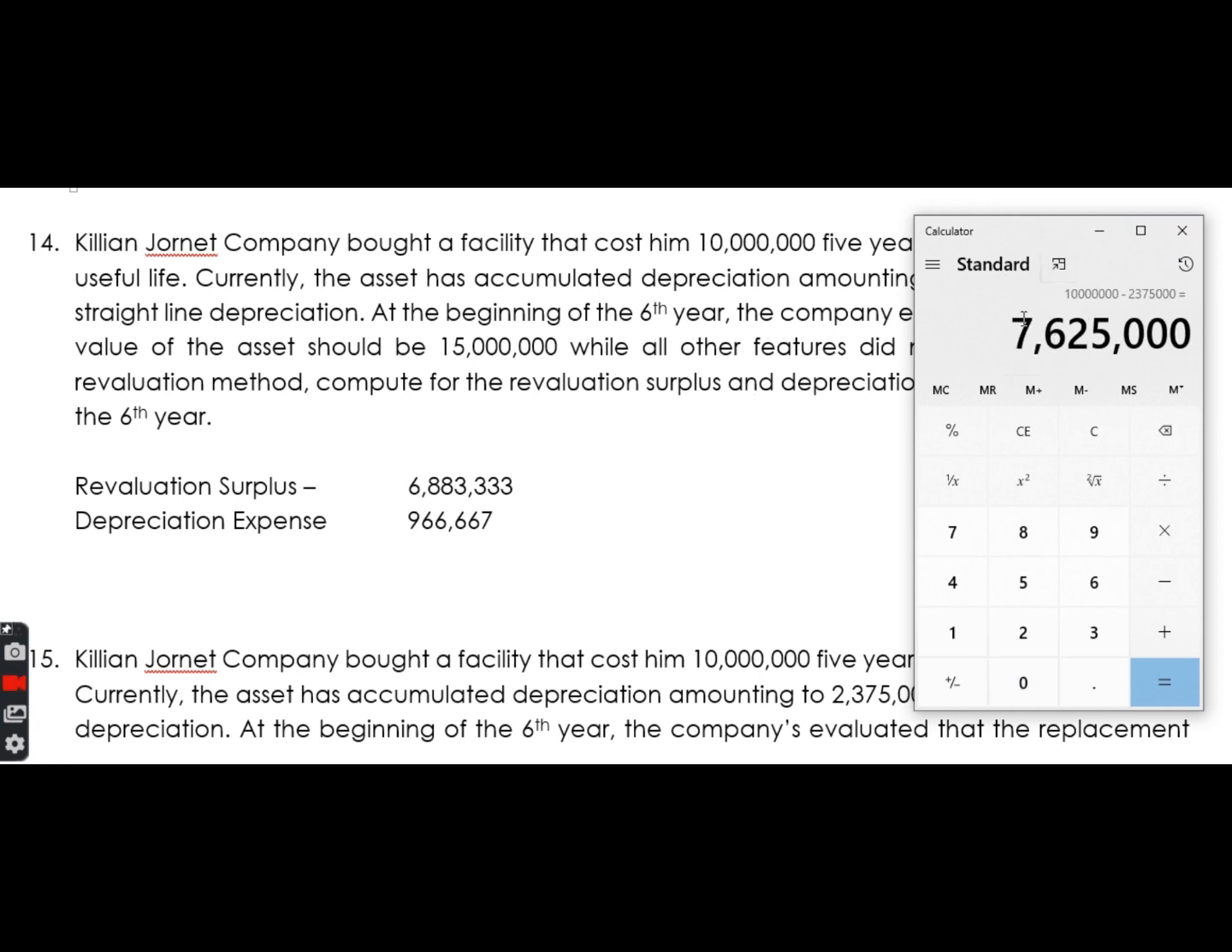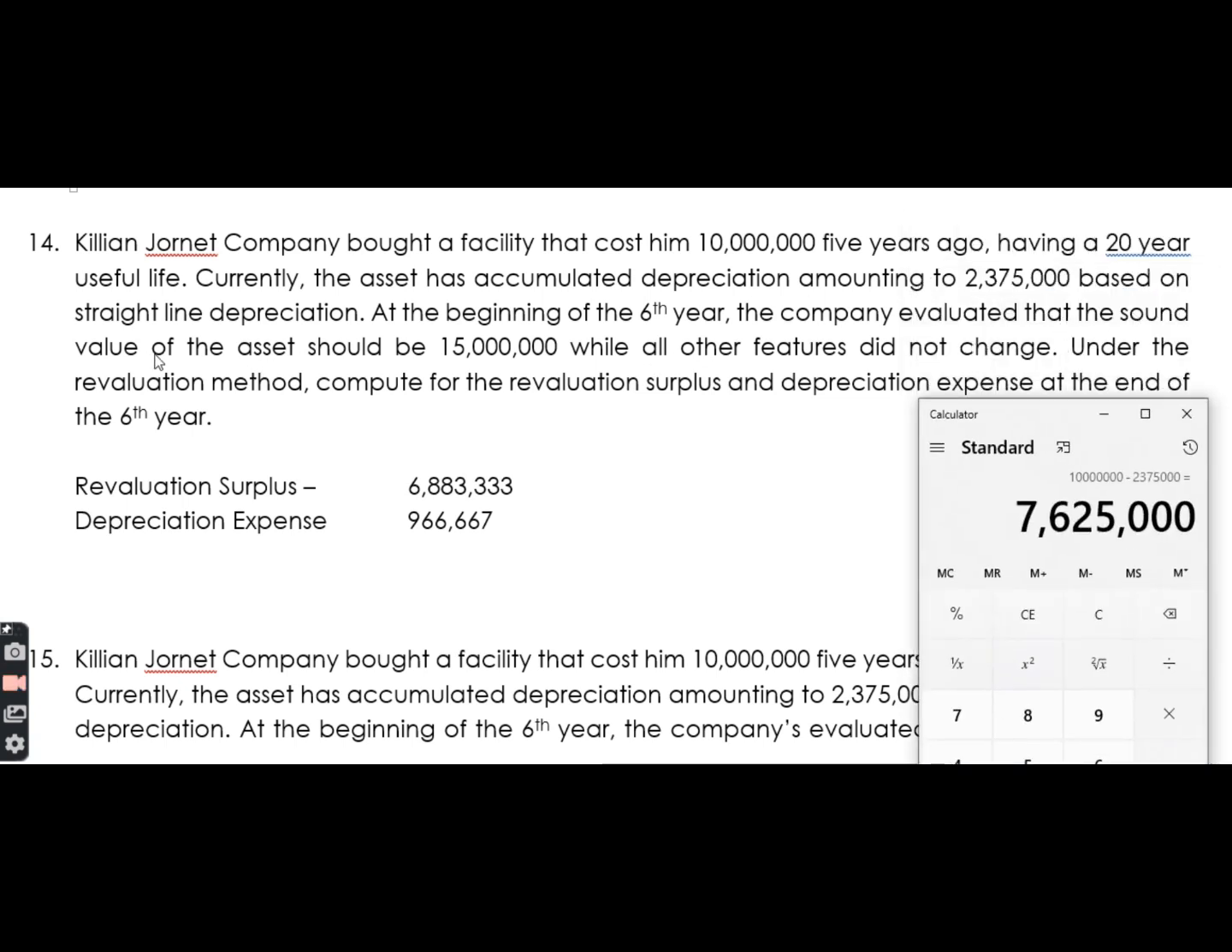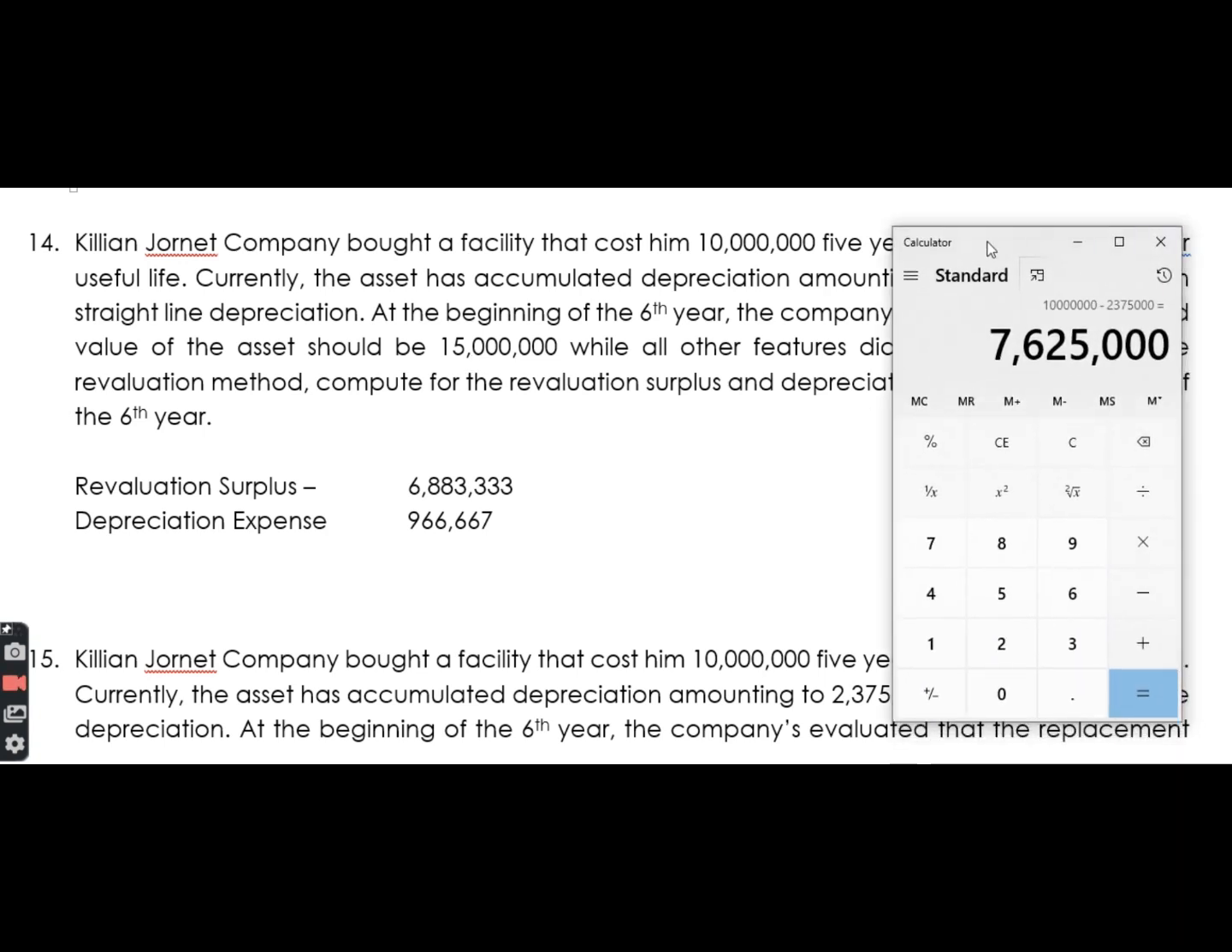Tapos, sinabi, kung ito yung carrying amount at ang binigay ay sound value, ibig sabihin, ito na yung mismong fair value natin. So, i-compare na lang natin yan doon sa 15 million. So, gagawin mo, 15 million minus 7625. Diretso ko na lang, baliktarin ko, minus 15 million na lang dito. Diretso. So, ito yung magiging revaluation surplus.